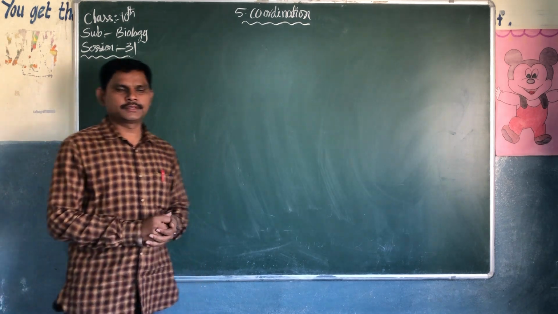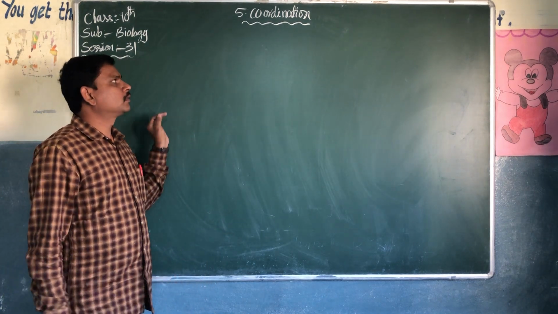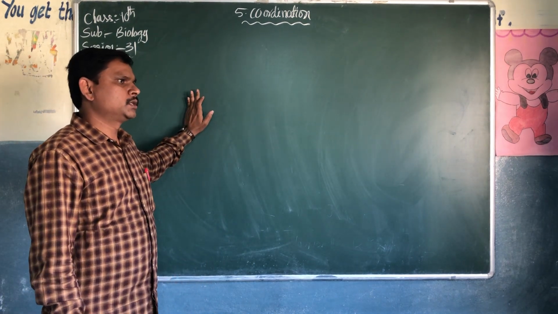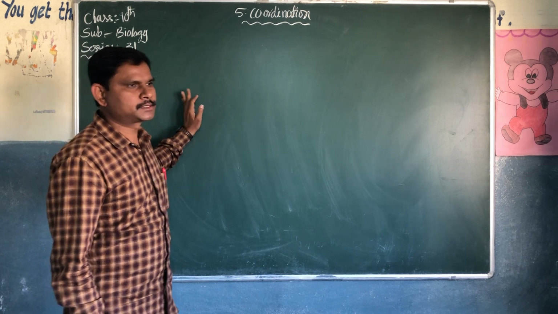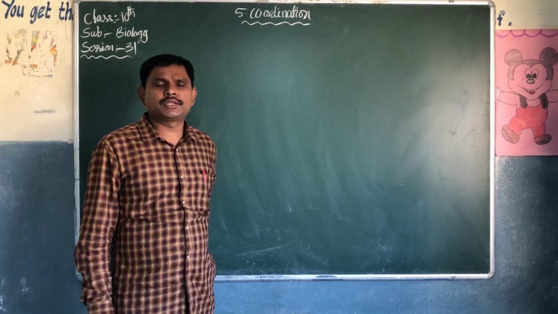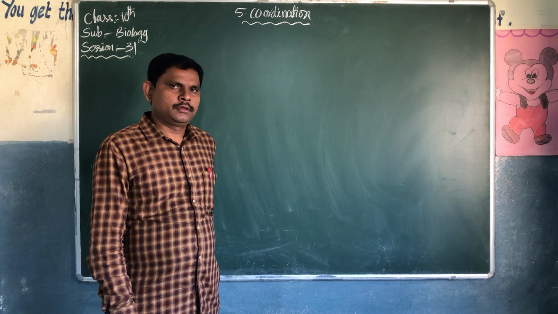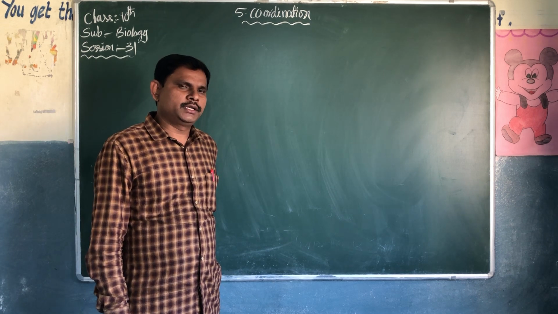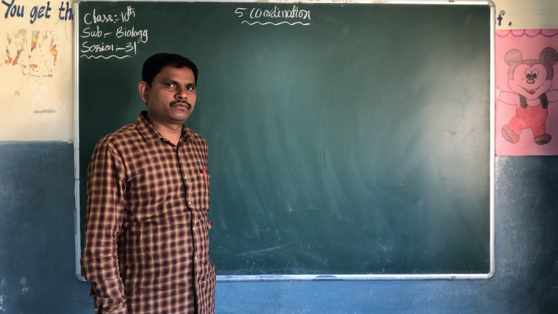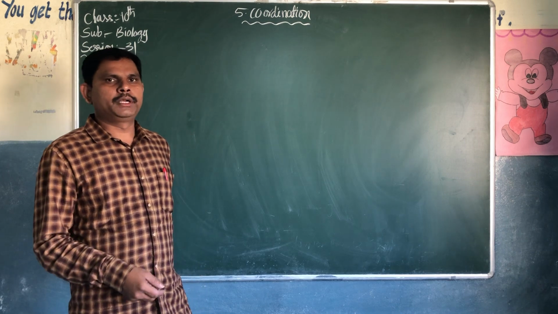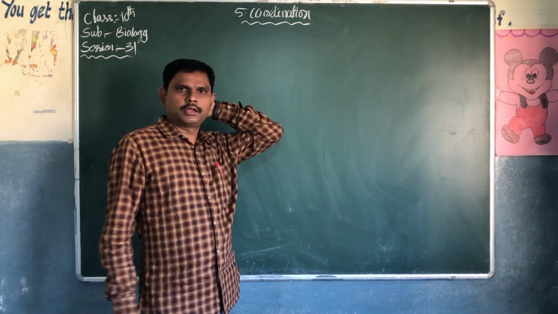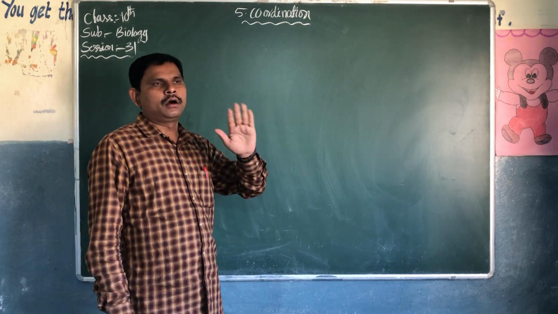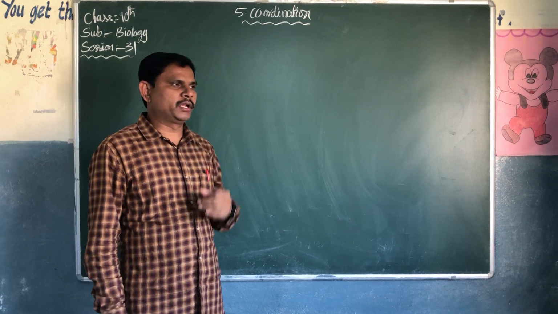Hi students. So we are discussing coordination. In the last class we discussed the function of the brain. The brain is divided into three parts: forebrain, midbrain and hindbrain. All the functions are important.